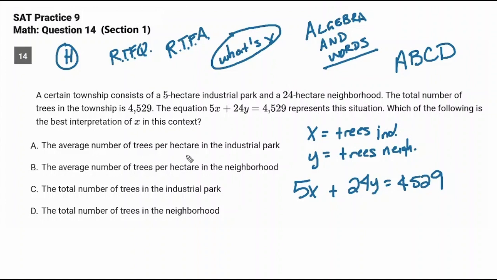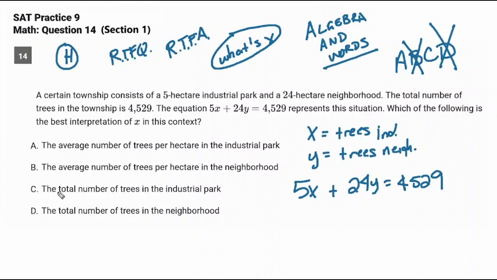A, trees in the industrial park. Fine. B, trees in the neighborhood. All right, that's obviously gone. C, trees in the industrial park. D, trees in the neighborhood. D's also gone. Okay, what's the difference between A and C? Average number of trees per hectare in the industrial park, total number of trees in the industrial park. And again, we're looking for x. So what's the difference here?